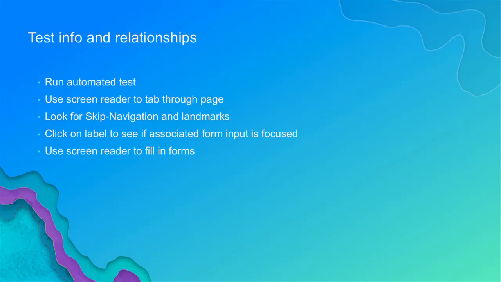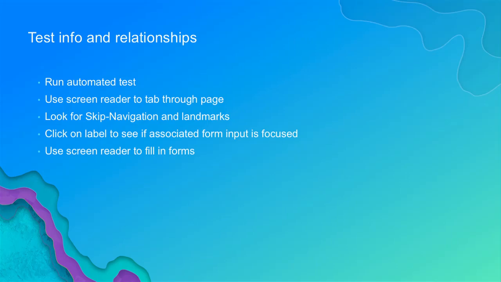How to test this information, the info and relationship section. You always want to start with an automated test. It's going to catch the low-hanging fruit, the easy things to fix. Then again, we use a screen reader to tab through a page. We're sort of seeing a pattern here, right? These are the things you have to do. Run automated tests. Make sure you can keyboard navigate through your page. Ensure that the page has an easy way to get to the navigation with a skip navigation. Landmarks, screen readers can let people navigate directly through landmarks, so it's nice to have landmarks in your page for people to easily navigate.